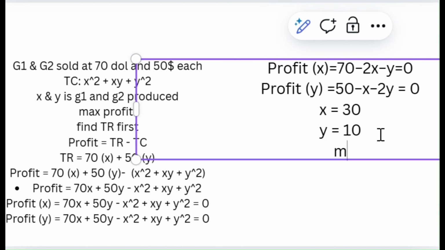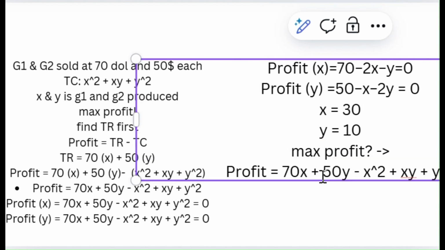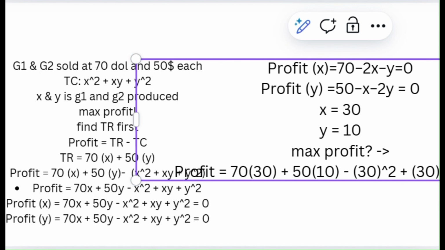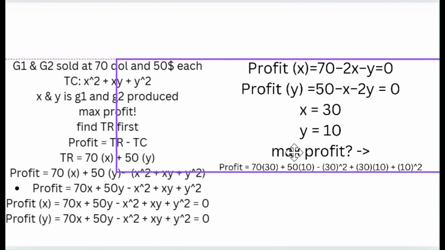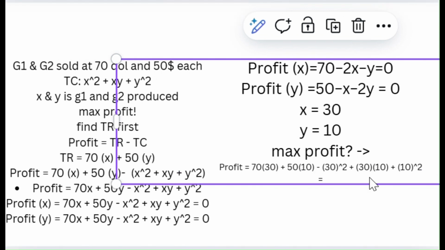As for the maximum profit, it is equal to 70 times 30 plus 50 times 10 minus 30 squared minus 30 times 10 minus 10 squared, which is equal to 1,300. And that's the end result. The maximum profit is 1,300.